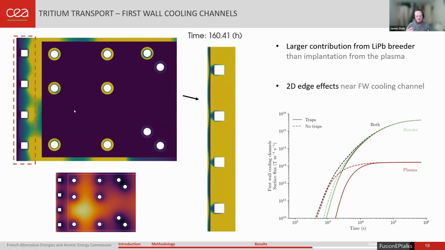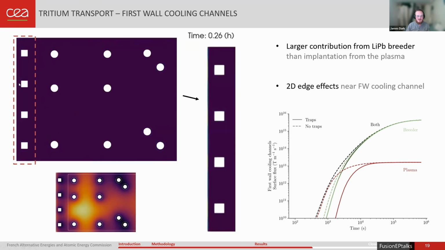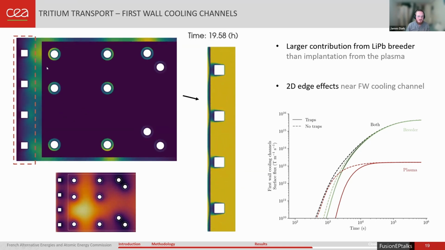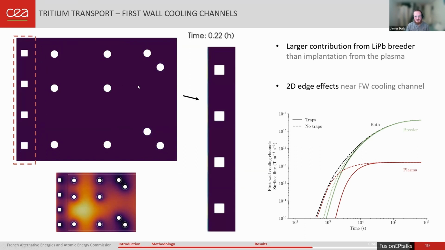So it's a combination of those factors: there's more significant trapping in the tungsten, but also there's just a much higher population of tritium coming in from the breeder rather than what's coming in from the plasma.